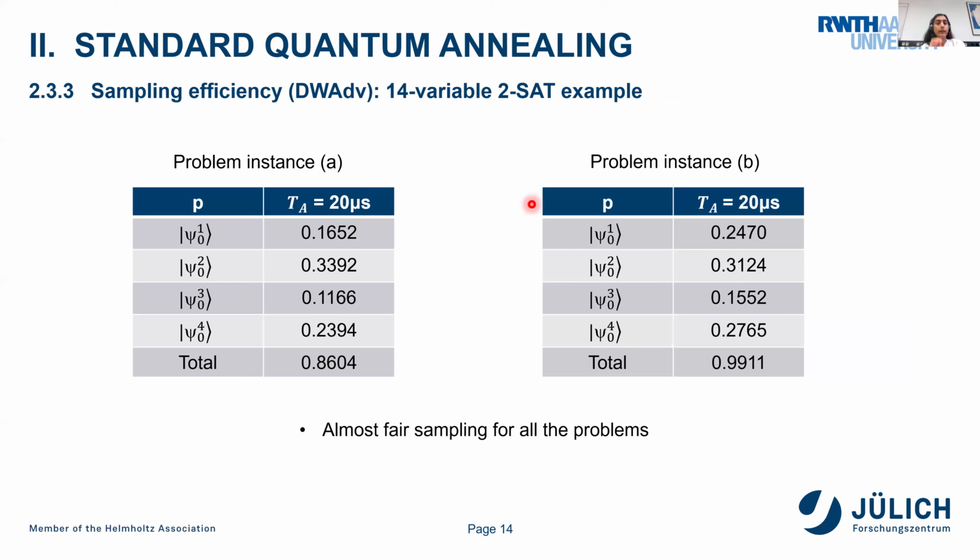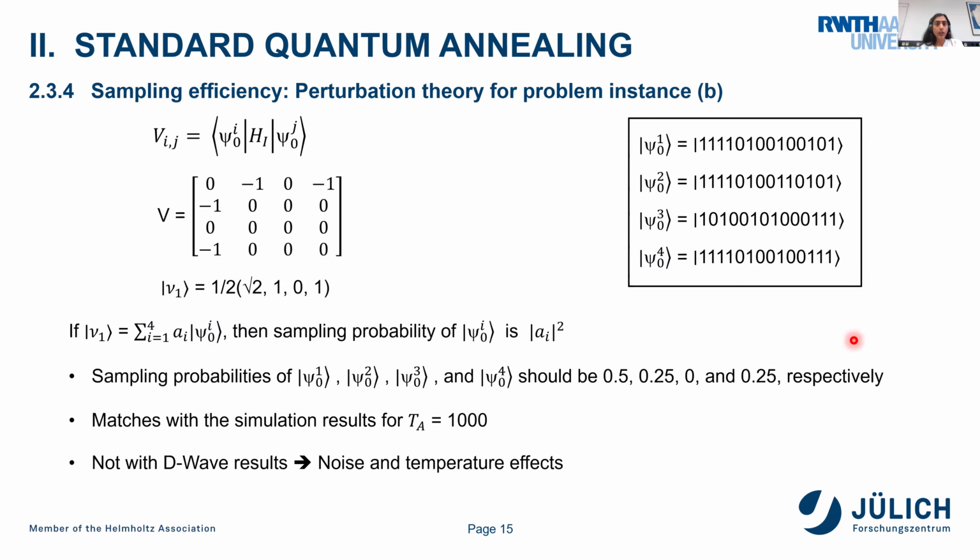Then we wanted to see what happens if we then submit these problems to the D-wave quantum annealer. And in this case, both these problems, so instance A and instance B, were found to be sampling the 4 ground states fairly, which is good news for D-wave at least, because then you can sample all the solutions to the problem. But to understand what really is happening, we take a closer look at this problem instance B, where we found the 3rd ground state to be suppressed.